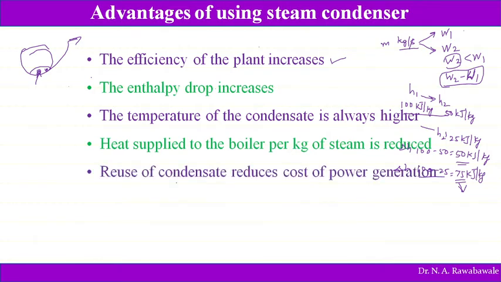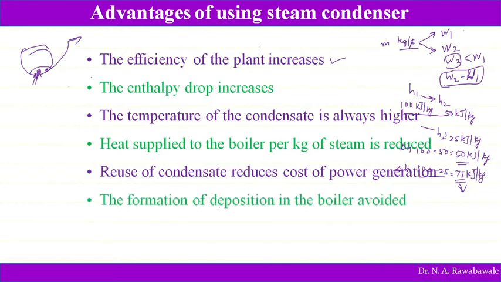Then reuse of condensate reduces the cost of power generation. Why is the cost of power generation reduced? Because we need less fuel to be burned, so that this condensate can be directly used. Another thing is, reusing condensate increases the life of the plant, or the maintenance cost gets reduced. So that is why the power generation cost is going to reduce.